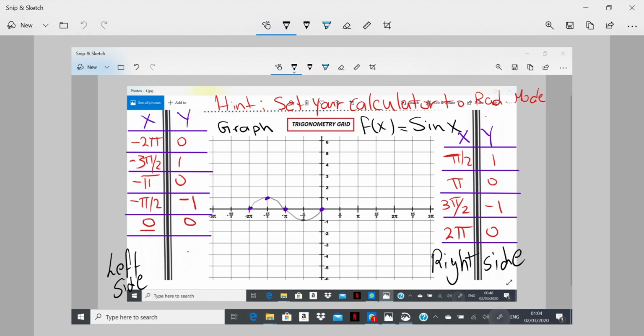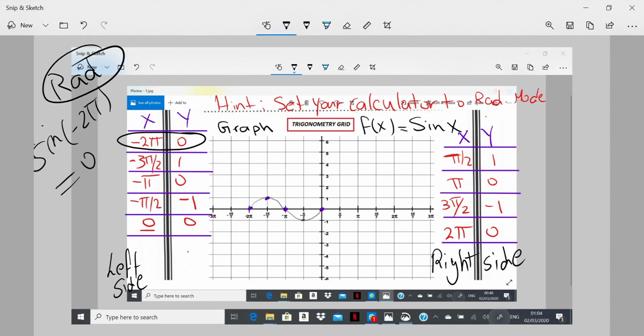We are going to start with the point negative 2 pi. Okay, how can you do it? Set your calculator on radian first. Sine negative 2 pi equals 0. Don't forget to set your calculator on radians.